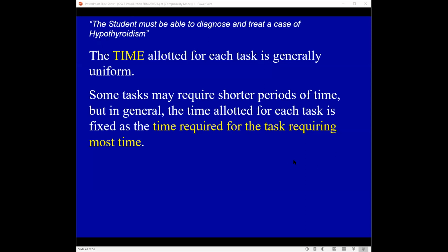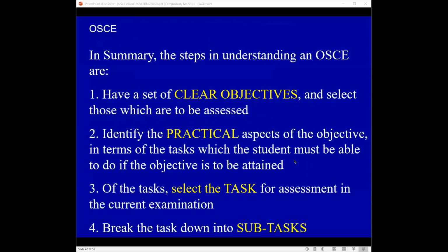So in summary, we must have a clear set of objectives. Out of those objectives, educational objectives, what are those which we are going to assess for today's exam? Let us say there are 2 objectives which we are going to assess, one to do with hypothyroidism, one to do with hypertension. Now, in these 2 objectives, we must identify the practical aspects in terms of what the tasks are which the students must be able to do if the objective is to be attained.